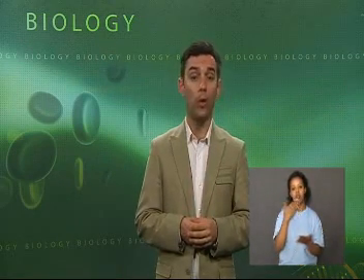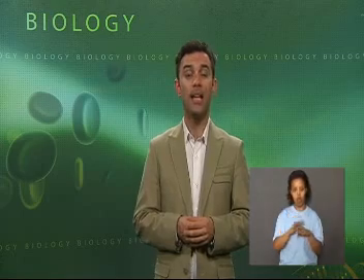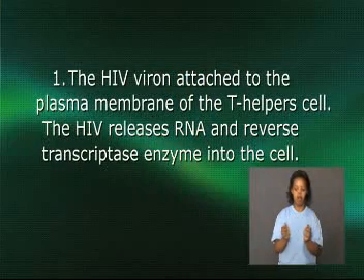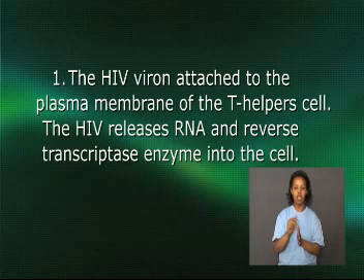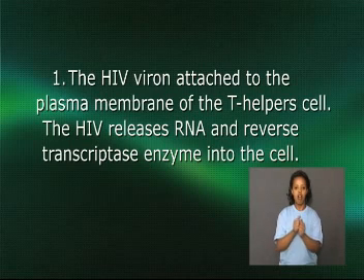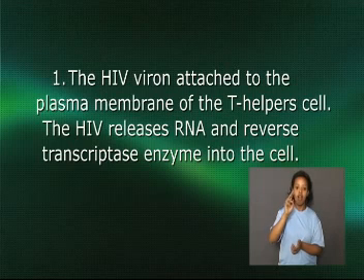Welcome back, students. I hope this activity was a good way to review what we just learned. Let us go through the steps together. First, the HIV virion attaches to the plasma membrane of the T helper cell once it has connected with the CD4 receptors. The HIV releases RNA and the reverse transcriptase enzyme into the host cell.